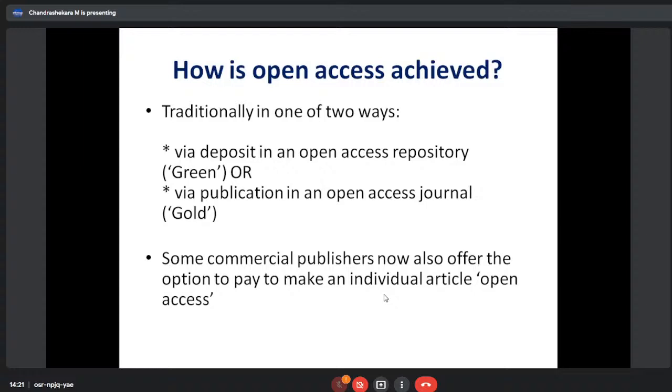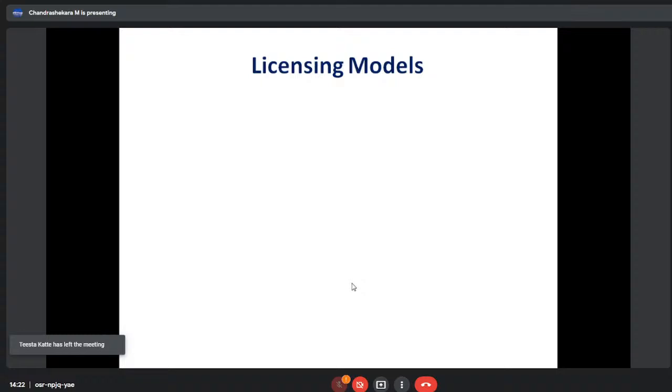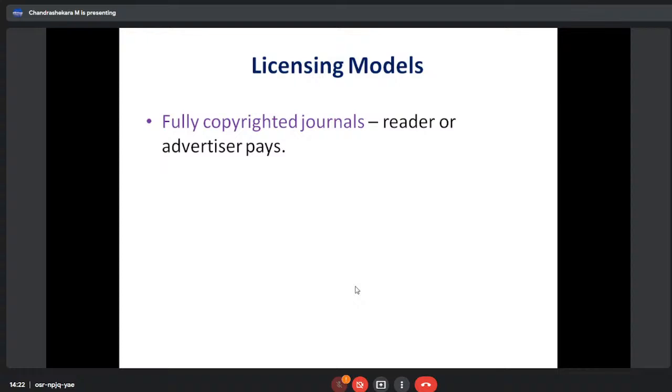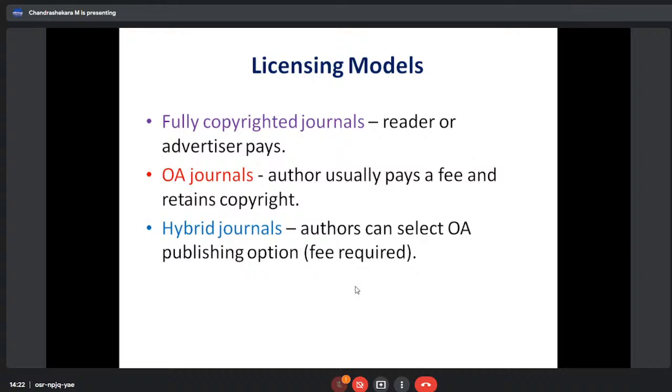And how are they getting the money? That's the question. That is through APC, isn't it? Author publication charges or processing charges. Sometimes they make a mixed model: some journals charge, and some are freely open access. So licensing models: fully cooperative journal, where readers or advertisers pay. Various models are available.